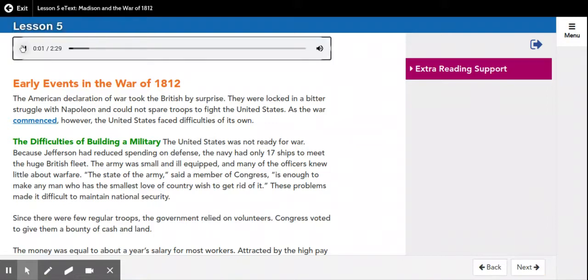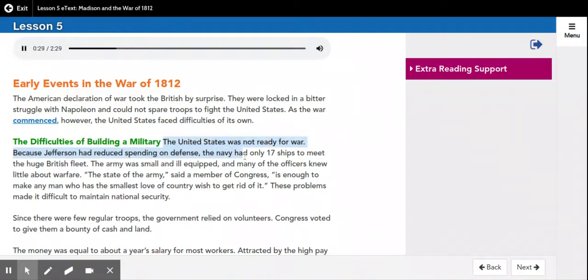Early events in the War of 1812. The American declaration of war took the British by surprise. They were locked in a bitter struggle with Napoleon and could not spare troops to fight the United States. As the war commenced, however, the United States faced difficulties of its own. The difficulties of building a military. The United States was not ready for war.